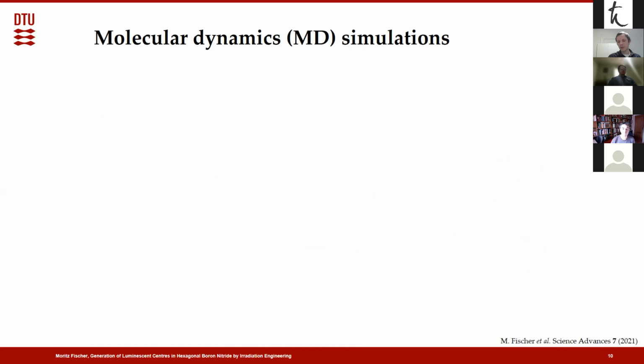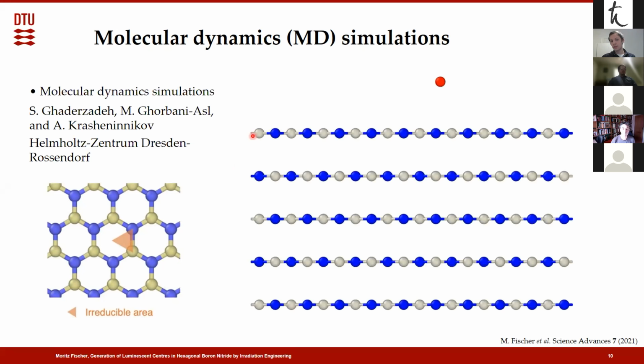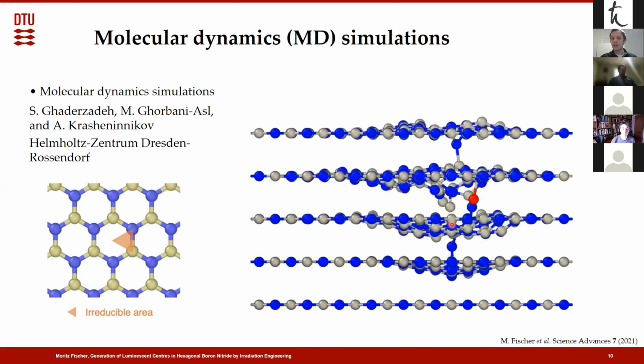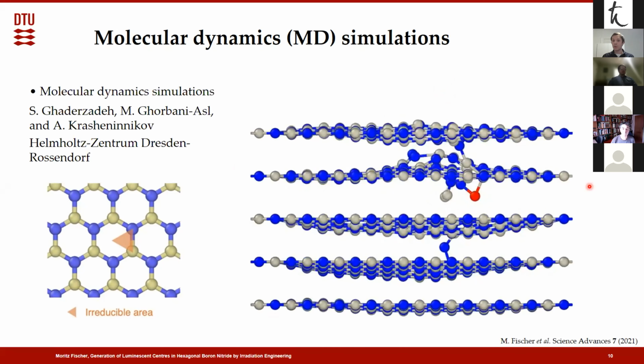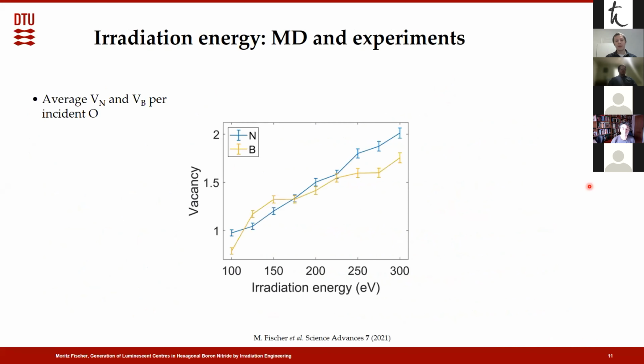To investigate this, we asked our colleagues in Dresden, at the Helmholtz Zentrum, to carry out some molecular dynamics simulations of the irradiation process. This is the top view of the hBN, and this is the side view. They use 6 layers of hBN, and then they shoot an oxygen atom with a certain velocity onto the target system, and then they can, in detail, predict what is happening with the atoms. To quantify this, they provided the number of vacancies generated per incident oxygen atom. Here I will use the following notation: VN is a nitrogen vacancy, and VB is a boron vacancy.